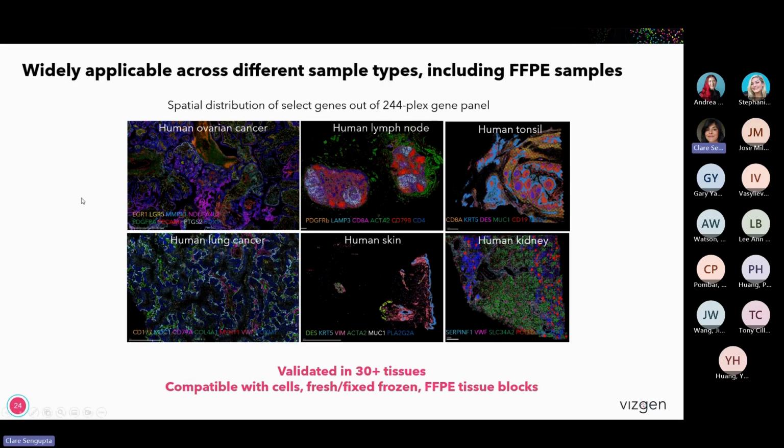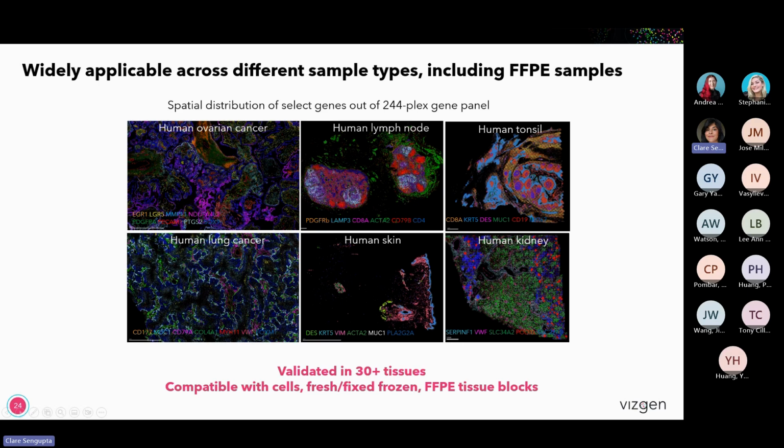And as I mentioned before, we support not only cell culture and fresh and fixed frozen samples, but also importantly, this FFPE preparation, which is very relevant clinically as a lot of clinical samples are preserved this way. We actually have a lot of publicly released data available on our website, which includes a lot of what I'm showing here. This is using a 244-plex gene panel with these different tissue types. You can see each pseudo color here represents a different gene overlaid on each of these images. So we have ovarian cancer, lymph node, tonsil, lung cancer, and kidney.